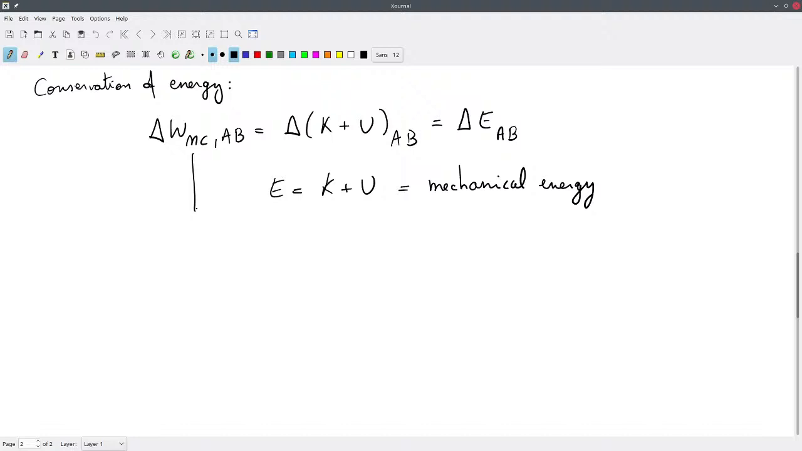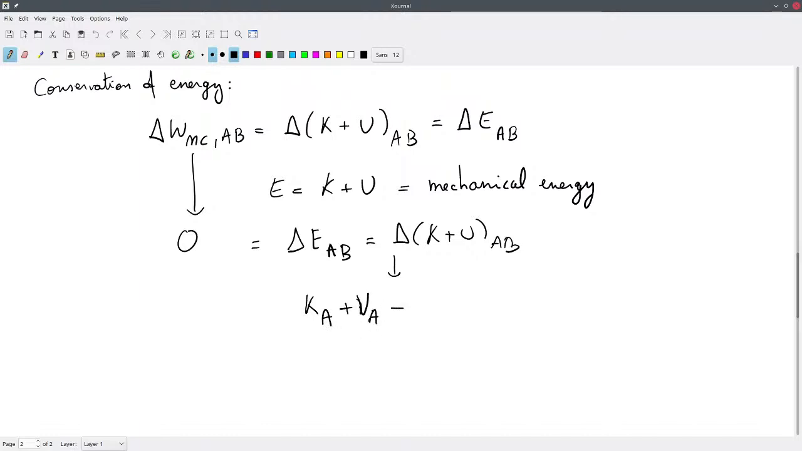So if there's no conservative forces, this will be 0, and that will be delta E from A to B, or delta K plus U from A to B. So that's the change in kinetic energy. Well, let me not write this as individual terms, but that will mean that the kinetic energy at A plus the potential energy at A will be equal to the kinetic energy at B plus the potential energy at B.